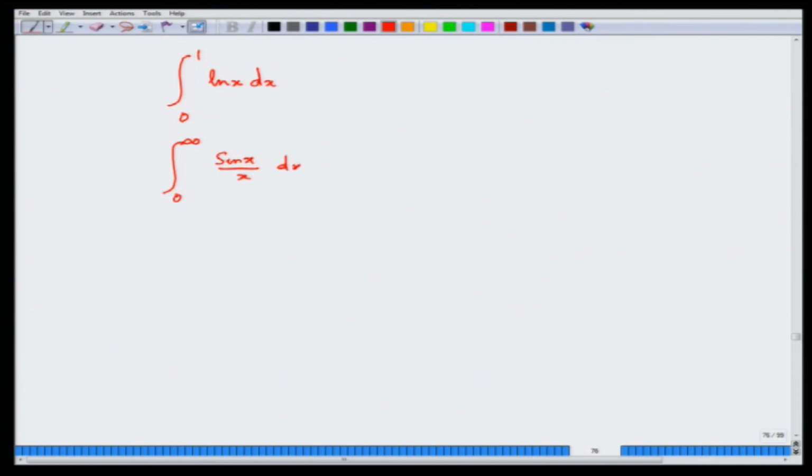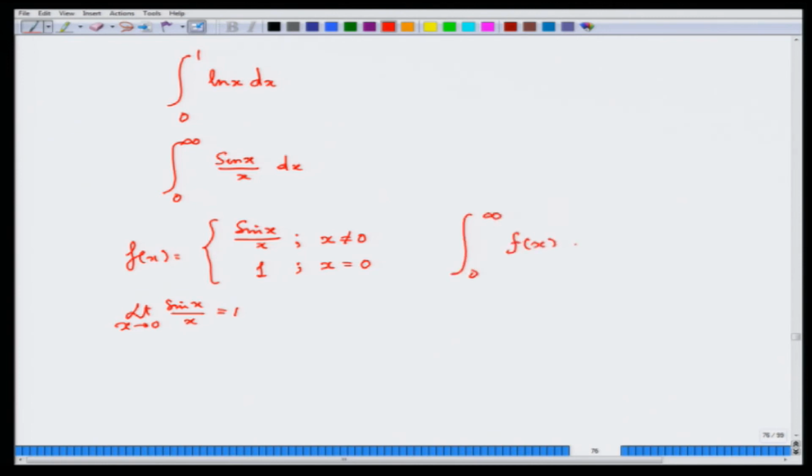Or you will say, okay, it is also bad at 0. I say no, I can manage at 0. I will define the function f(x) equal to sin x by x when x is not 0, and I will define it as 1 when x is equal to 0. Now, you know that the limit of sin x by x as x tends to 0 is 1, so if I define the function f(x) like this, then the function actually becomes continuous. So, basically I am now looking at the integral of this function, and I am asking whether this is convergent.